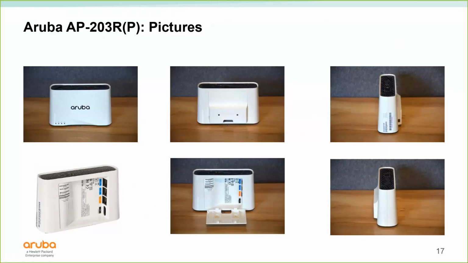Now another thing to note, a key note on the 203R and the 203RP, it is the only access point that Aruba sells that does not support PoE-in, meaning that when you power this, you need to get that power cord in order to power this access point. You cannot power it off of an injector, and you cannot power off of a PoE switch.